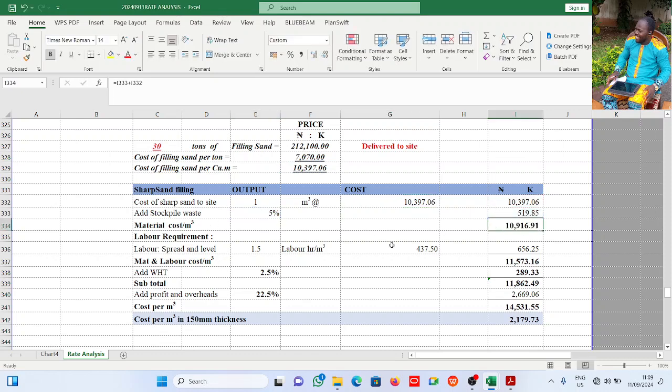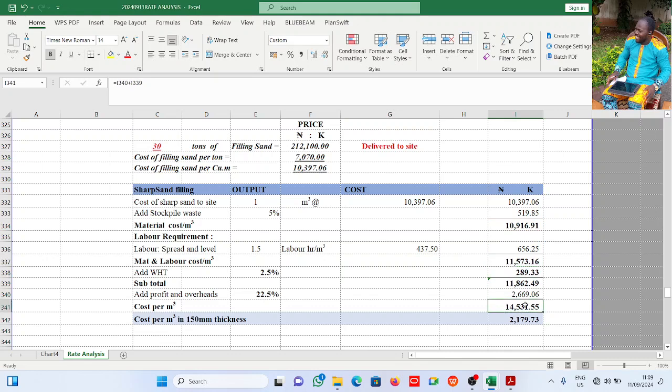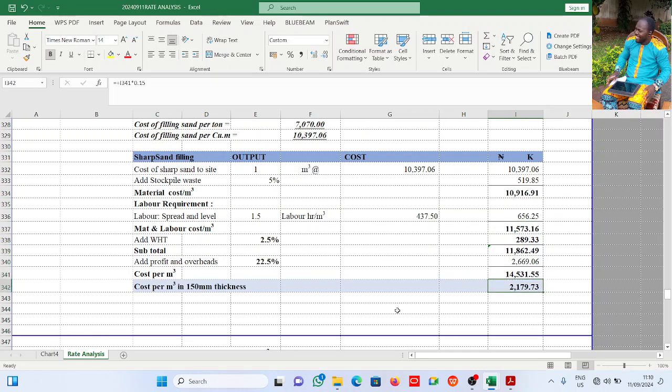That gives me that, so this becomes labor 1.5, that's 1 hour 30 minutes per cubic meter. For this guy, he's being paid 437.5. This is labor, add withholding tax, and profit and overhead. I lay it out like this so that you don't miss out anything. So for 150 mm thickness it is this.